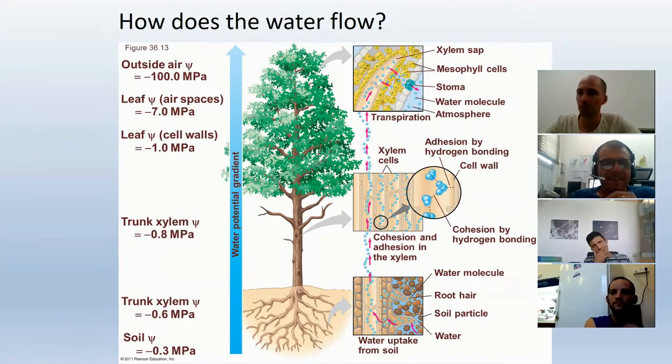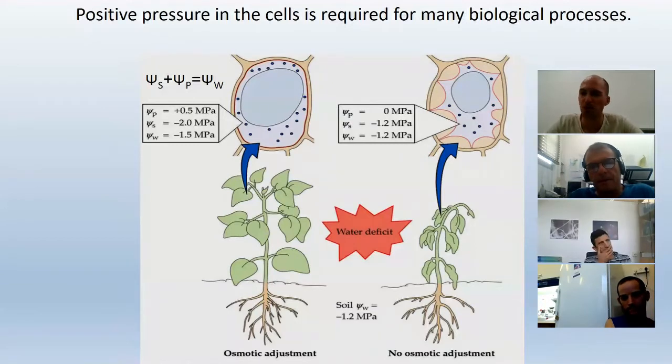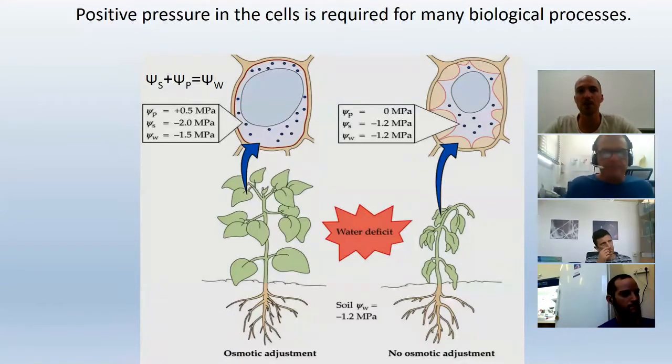But such a transport system, although it doesn't require energy from the plant, does come with a set of problems, two of which I'll introduce to you now because they are part of our study. One of them is that the plant requires positive pressure in the cell. So we said in the xylem there's tension, negative pressure. In the cell we have to maintain a positive pressure because it is required as a trigger for a lot of biological processes, growth, cell expansion. And the way in which plants do that is they accumulate solutes.